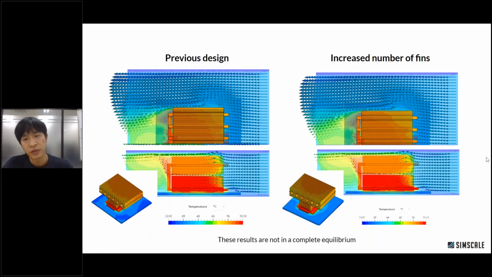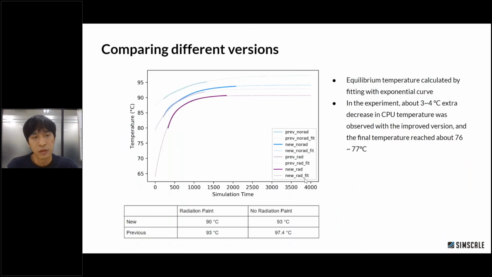And from the simulation, we could see that indeed, by using more fins, you can further decrease the CPU temperature. And even in this result, the difference seems a little bit smaller, but that's because these results are not in a complete equilibrium. So what we plot here is the graph which we get from the series of described simulations, the CPU temperature versus the simulation time.